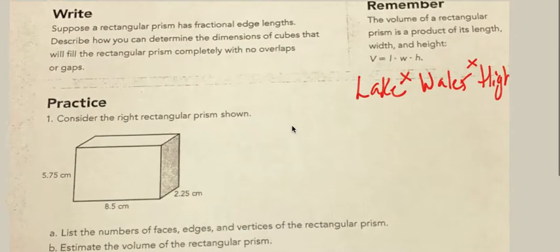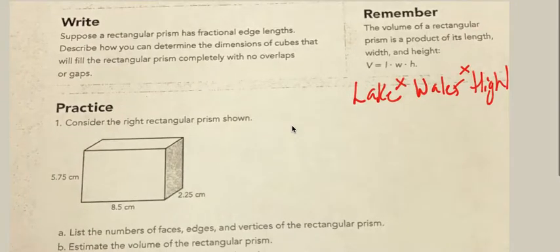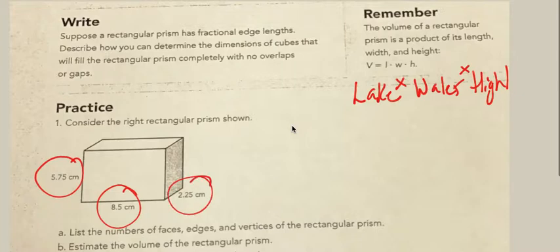If you look on the practice, I noticed that we see some decimals. Do we know how to multiply with decimals? Yes, we do. Remember, when you multiply with decimals, you have to take the decimal out and then move it back in. But that is when you have two numbers. When you have three numbers, it's the same thing. You would multiply the first two numbers.